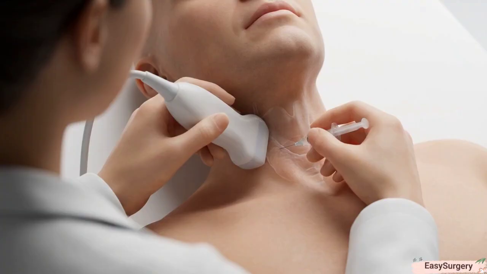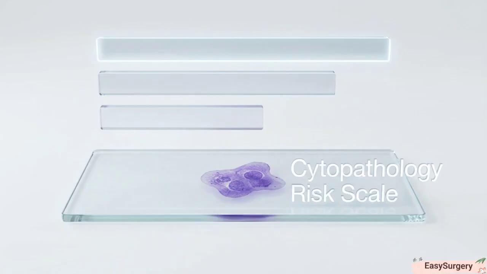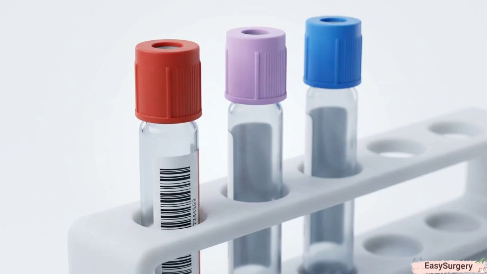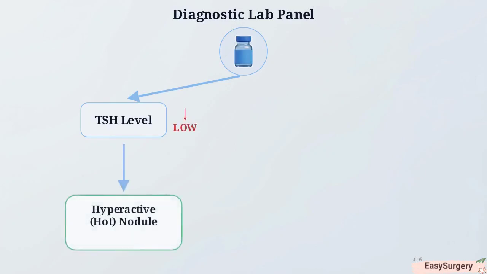Guided by the ultrasound, a clinician extracts cellular material from the nodule. Pathologists evaluate this sample using the Bethesda system, a standardized scale that assigns a precise risk of malignancy to the cytopathology. Parallel to the biopsy, a targeted blood panel provides the physiological context necessary to interpret the nodule's behavior. This flowchart tracks the lab workup. First, thyroid-stimulating hormone levels are checked. If TSH is exceptionally low, the nodule is hyperfunctioning, or hot. Hot nodules are actively producing excess hormone and are exceptionally rarely cancerous.